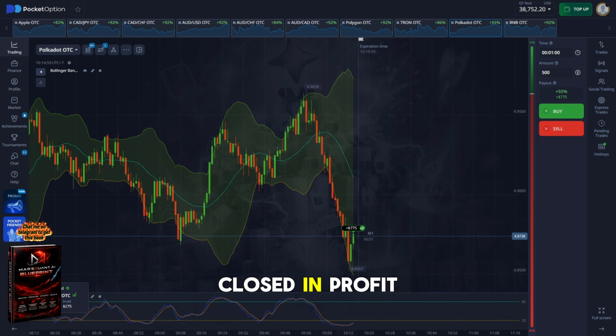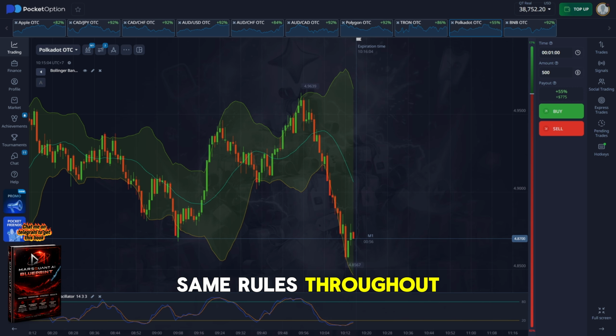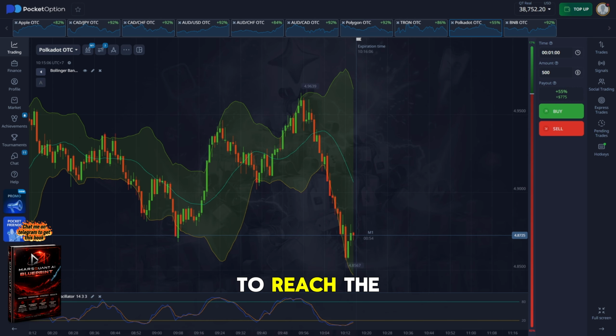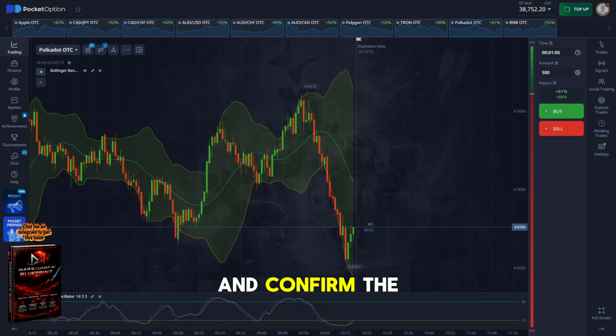Another trade has closed in profit, so we will end today's session here. We followed the same rules throughout the test. Wait for the price to reach the Bollinger Band, check the stochastic level and crossover, and confirm the setup with price rejection before entering.